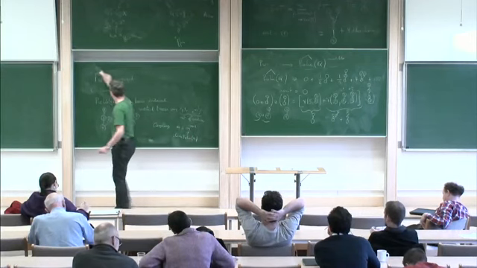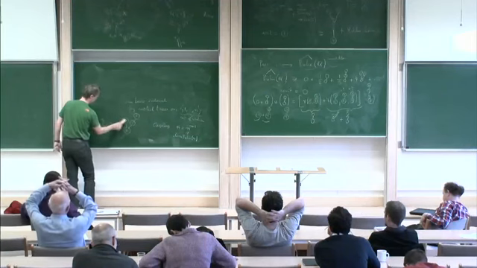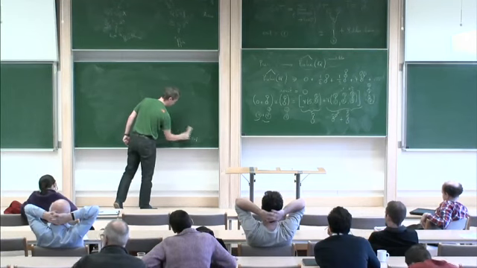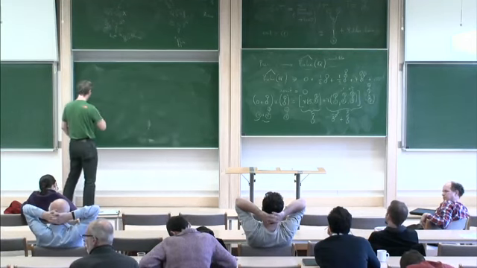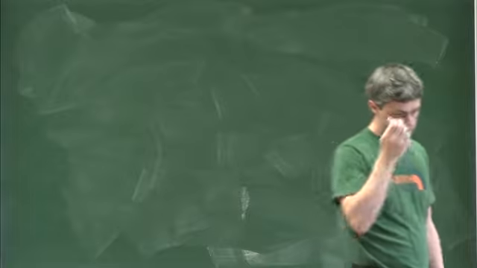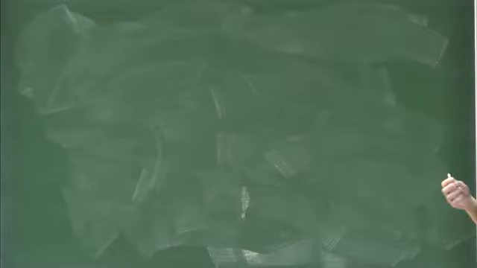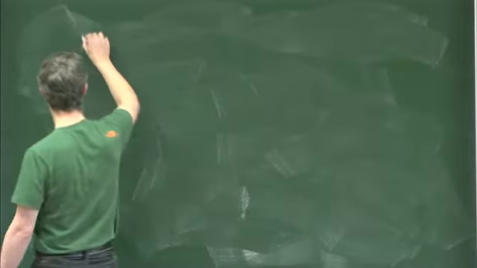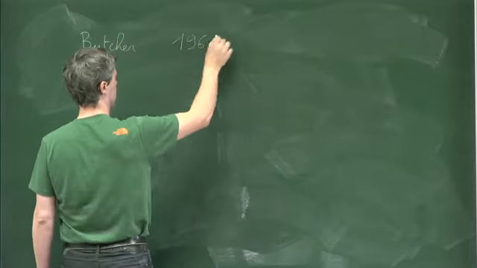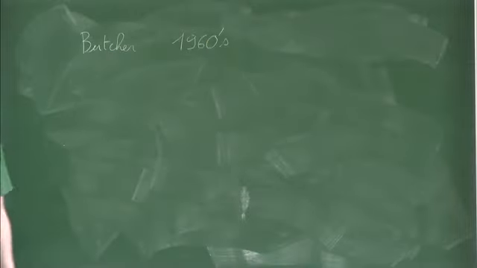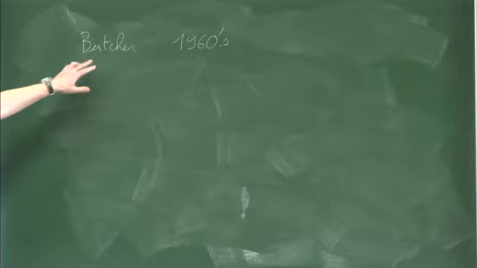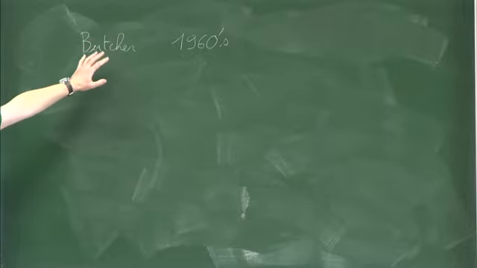Okay, now let me try to explain why this has anything to do with vector fields and numerical analysis and things like that. So the point is, in fact, this theory of Butcher series, the results of Butcher's, they go back to the 60s, and since then they have been used a lot. These are the results on Runge-Kutta methods and things like that.